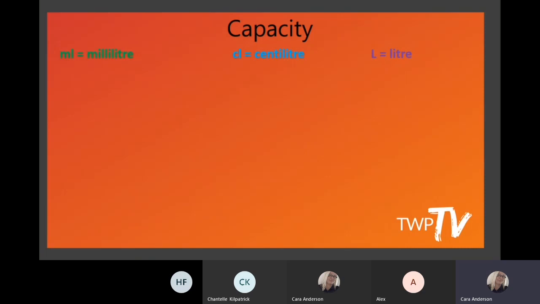Okay, so the one bit of advice I'd give you on this one is it's very, very similar to obviously your lengths. So in terms of milliliters, it's very similar to millimeters. Your centiliters is very similar to centimeters. And then your litre is very similar to your metre. Okay, so as you can imagine, it's just working in your tens, hundreds and thousands again. So it's knowing and getting in your head that there's 1,000 millilitres in 1 litre and that there's 1,000 centilitres in 1 litre.